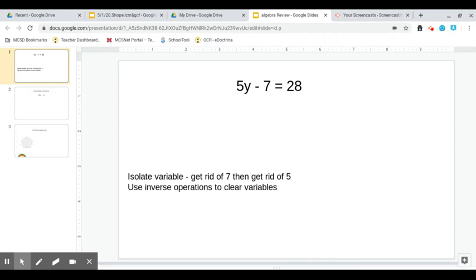So with solving equations, we have to isolate the variable. We have to get the variable by itself. We want to know what y is equal to in this case. Right now, we have 5y minus 7 equals 28. That's good, but we want to know what y is. So we have to isolate the variable y, get it by itself. So that means we have to get rid of the 5 that's attached to it and the minus 7.